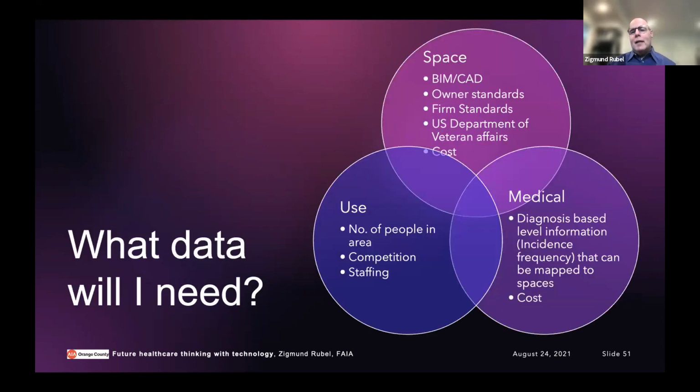So the data, again, that you'll need in terms of space data, the BIM or CAD files, owner standards, your own standards. We base a lot of our automation tools on the US Department of Veterans Affairs because they're open source and we could share that information publicly. In terms of medical information, I'll share some sites on the next slide where you can go to. And similarly for use information, so number of people, competition, and staffing.